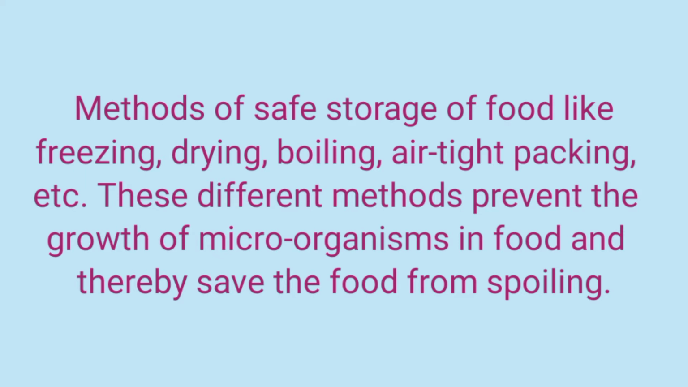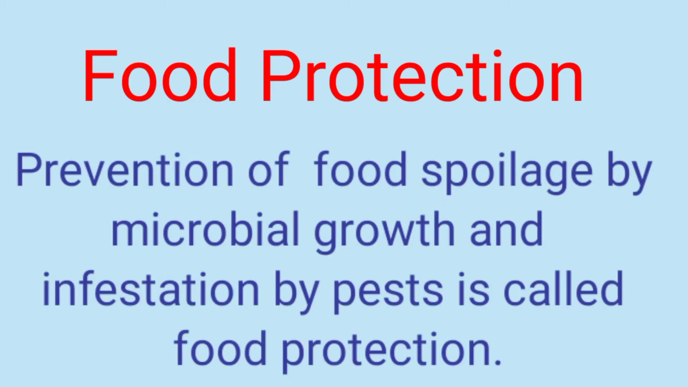Then boiling: we know that jams or jellies we make at home are made through the process of boiling. And then airtight packing: packed in a way that air should not come in contact with the food item, so that it is protected from microorganisms. All these processes are very important to protect the food from microorganisms, because microorganisms are responsible for the spoilage of food. Now let's see what food protection is.